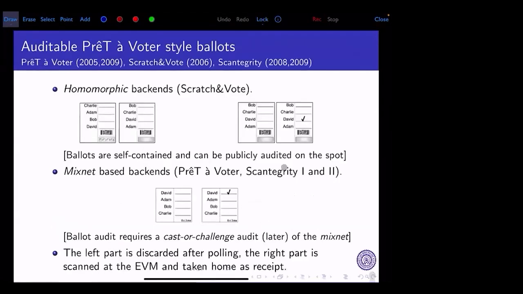look, the EVM, which is scanning the right part, doesn't get to know the vote. So it doesn't know what the vote is, right? That's an encrypted vote. So an EVM, because it doesn't know the vote, it cannot leak the vote. But the flip side is that it cannot even print the vote on a VVPR, right? So this is not at all compatible with a VVPR.